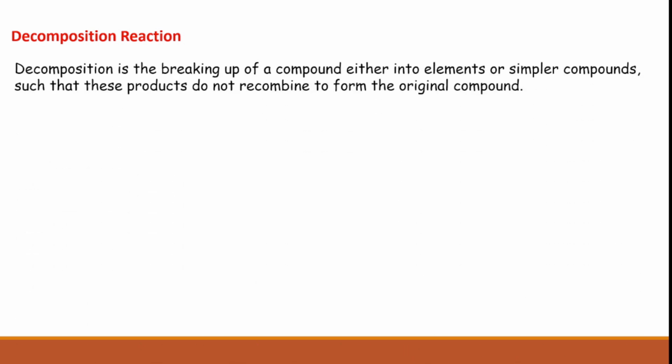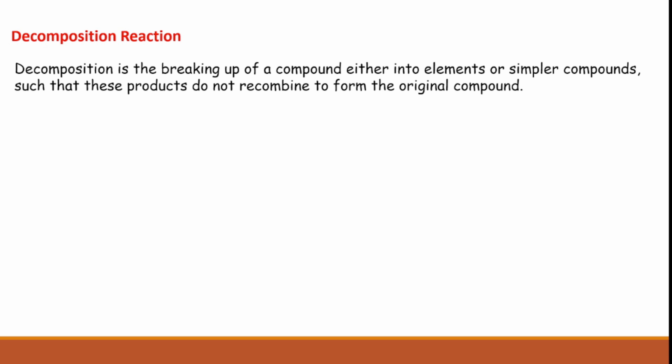Today we are going to continue our chemistry chapter 2, different types of chemical reactions. We were going through it. Today we are going to see what we mean by decomposition reaction. So decomposition, as we already know, is when one thing gets divided or breaks up into different other things.